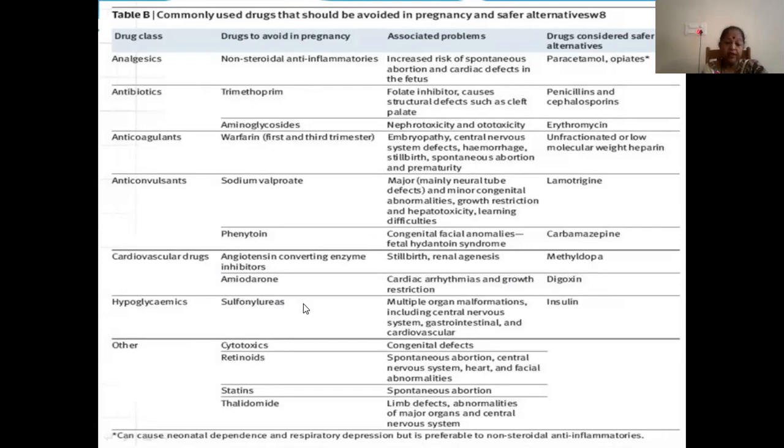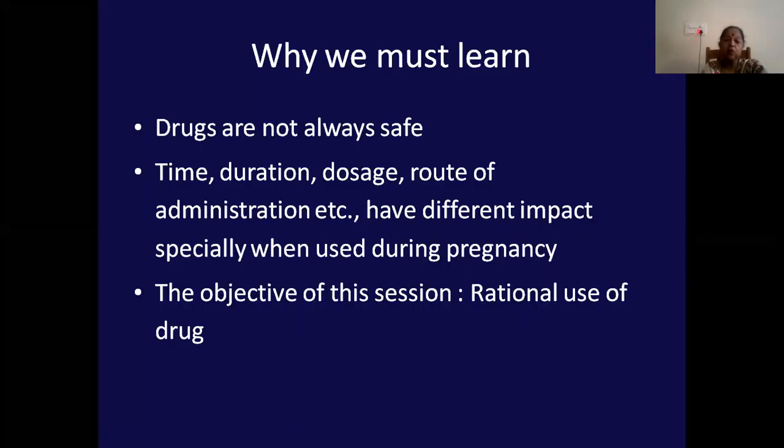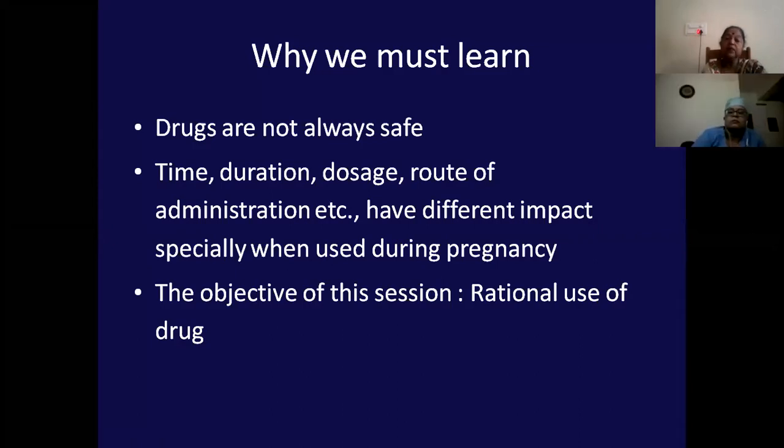Hypoglycemic sulfonylureas are not used and they lead to multiple organ malformation including central nervous system, gastrointestinal and cardiovascular. So insulin is the first line of drug used in diabetes. And other drugs which are avoided are cytotoxics, retinoids, statins, and thalidomide. Never use these. There are no alternatives for them, because they lead to various congenital defects like spontaneous abortions, limb defects, and abnormality of major organs and central nervous system. So what we must learn is that drugs are not always safe. Time, duration, dosage, route of administration, etc. have different impact, especially when used during pregnancy.